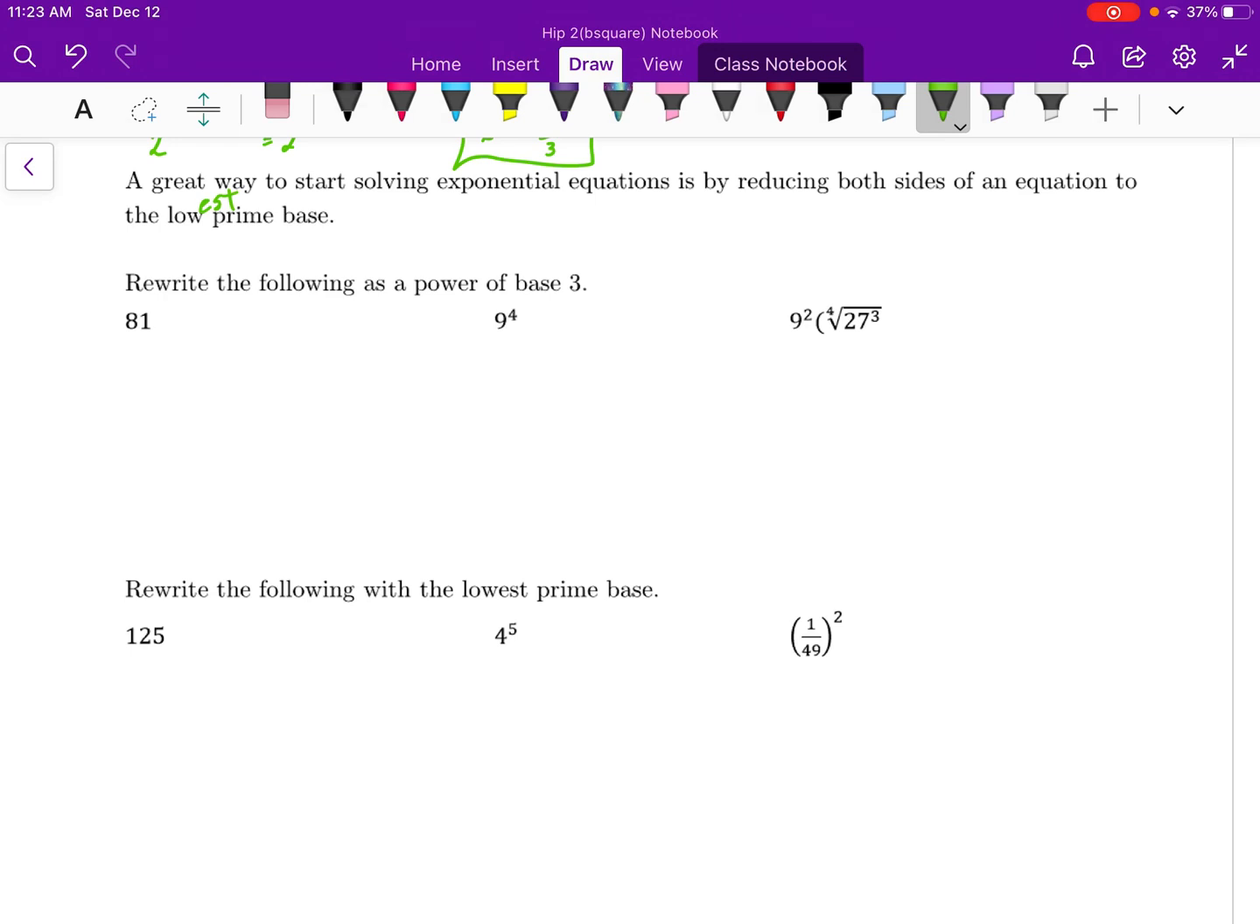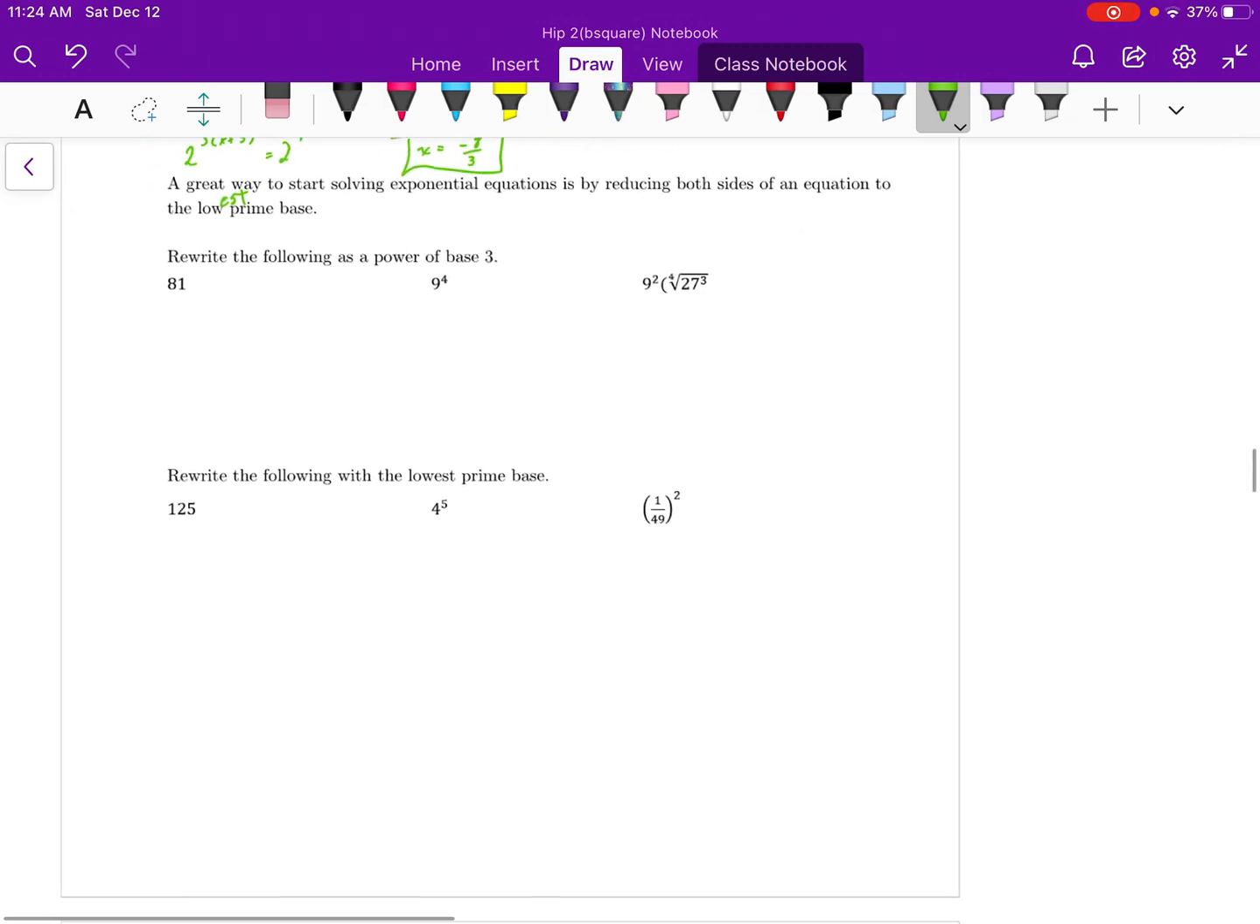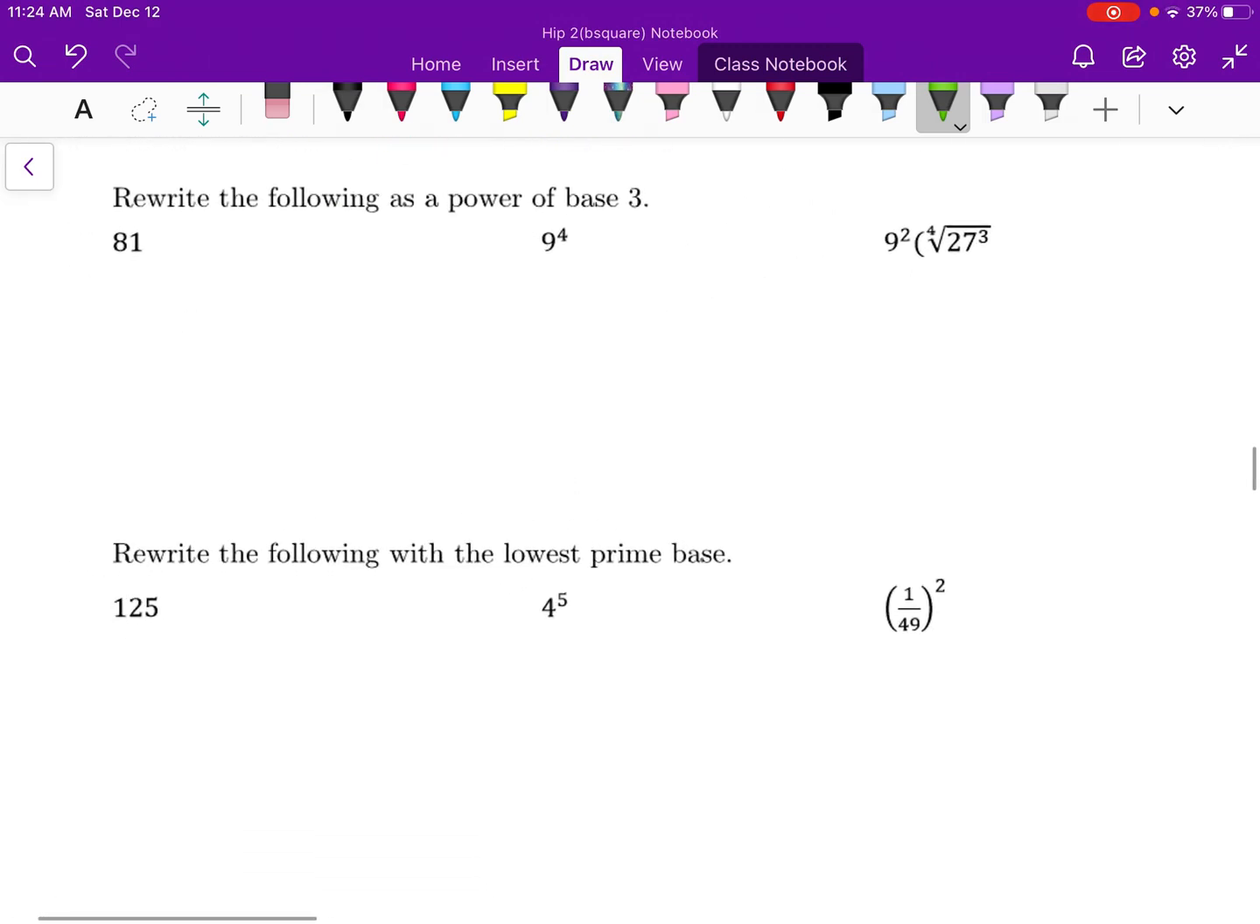Now, you can count on your fingers if you find that useful. Well, we know that 81 is, well, 3 times 3 is 9, times 3 is 27, times 3 is 81. So 3 to the power of 4. So I counted on my fingers. That would be one way of doing it.